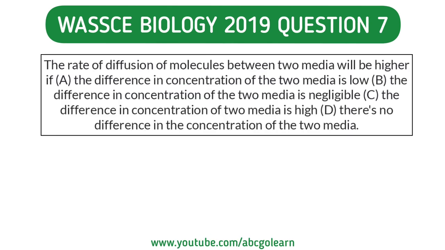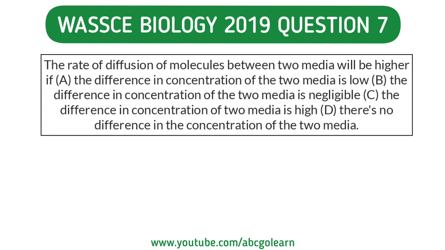Question number 9 of WASSCE Biology 2019. The rate of diffusion of molecules between two media would be higher if A, the difference in the concentration of the two media is low. B, the difference in the concentration of two media is negligible. C, the difference in concentration of two media is high. D, there is no difference in the concentration of the two media.